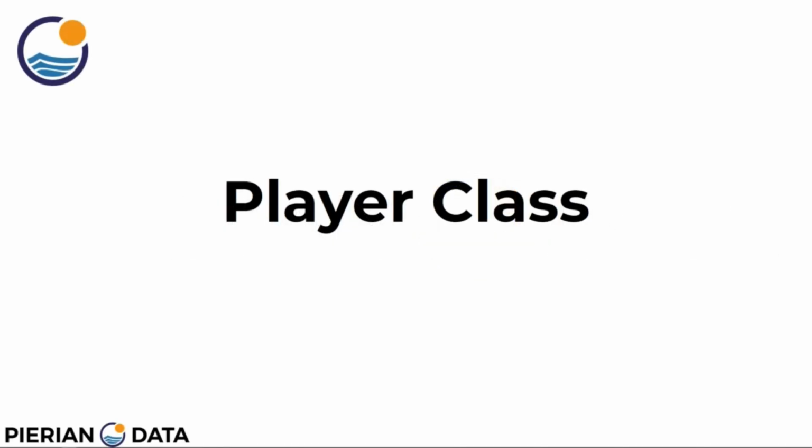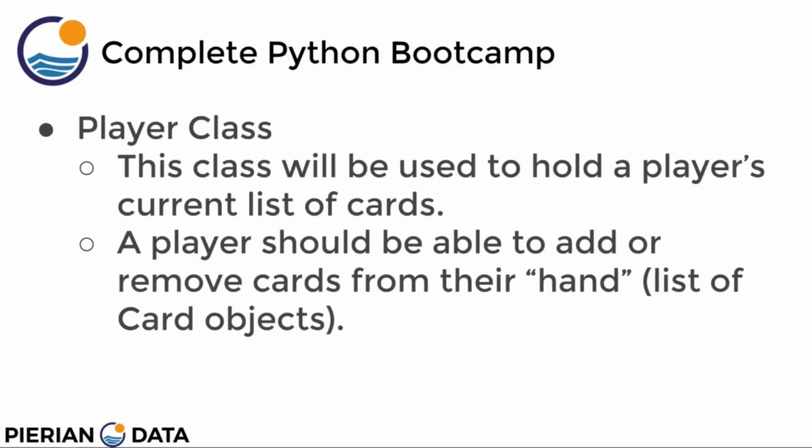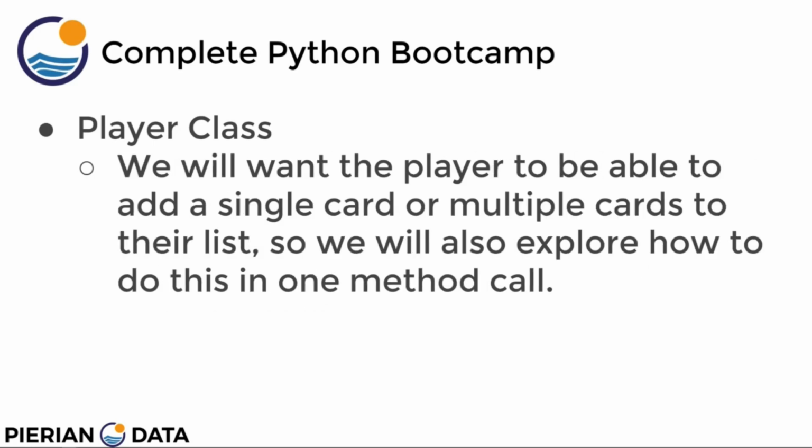Welcome everyone to this lecture on the player class. The player class will be used to hold a player's current list of cards. A player should be able to add or remove cards from their hand, that is, their list of card objects. And we're going to want the player to be able to add either a single card or multiple cards to their list. We're going to explore how to do this in a single method call.